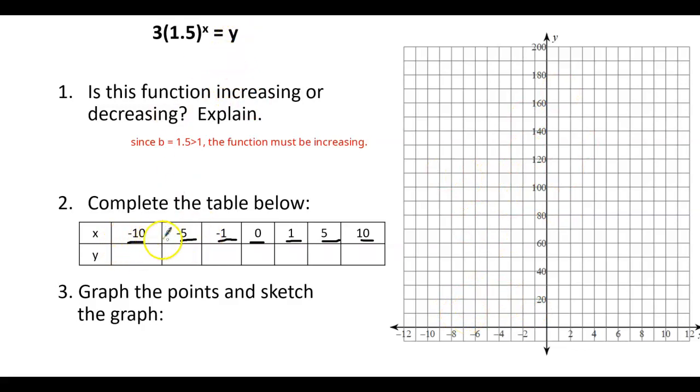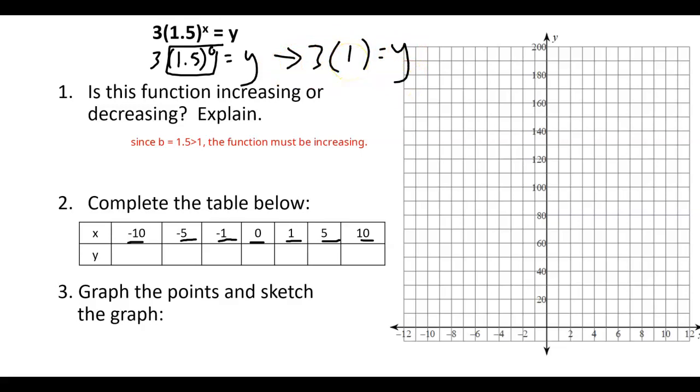Like I said, we're going to use the calculator for most of these. However, for 0, I actually want to do it by hand. So here we go. I'm going to plug 0 in for x. What's interesting about this one is that it works out really nice. Anytime you raise something to a 0 power, it equals 1. So 1.5 to the 0 power equals 1. It doesn't matter what number is there. Anytime you raise something to a 0 power, it's going to equal 1. Then we simplify and we get 3. And that's what I'm going to put right here.